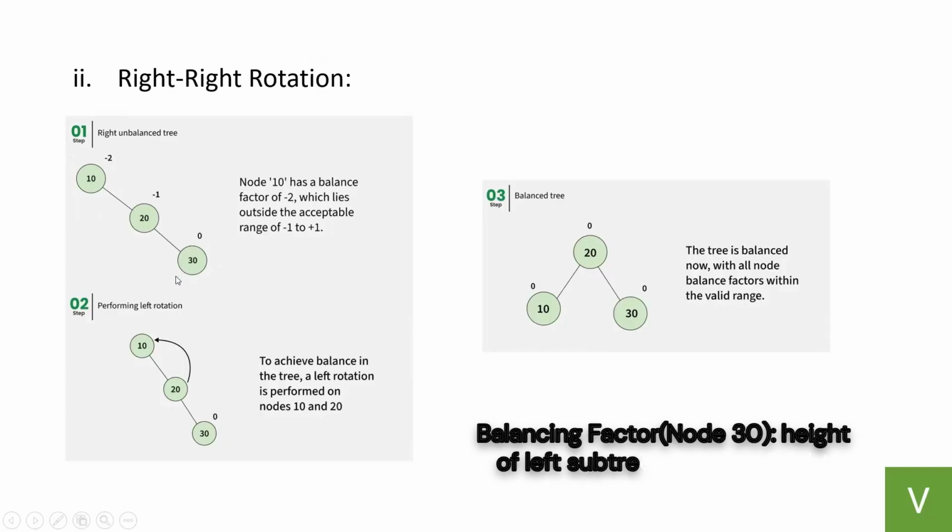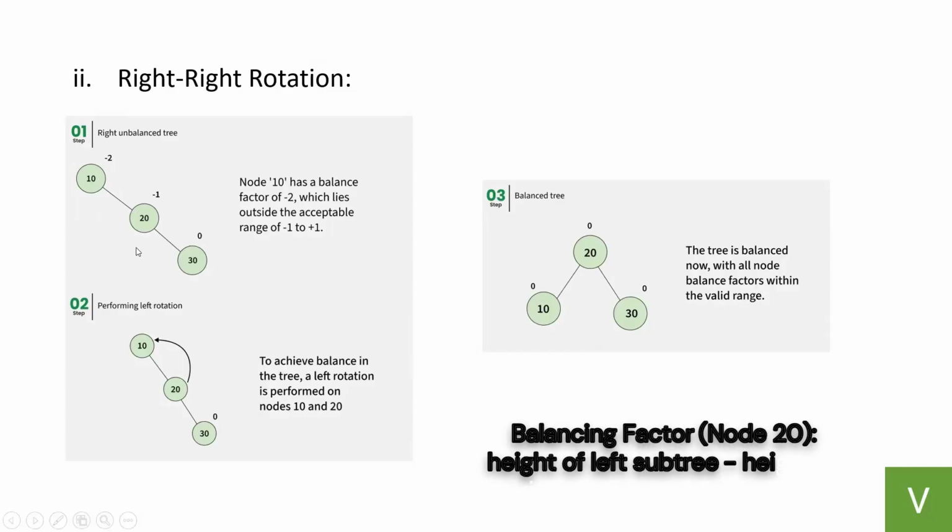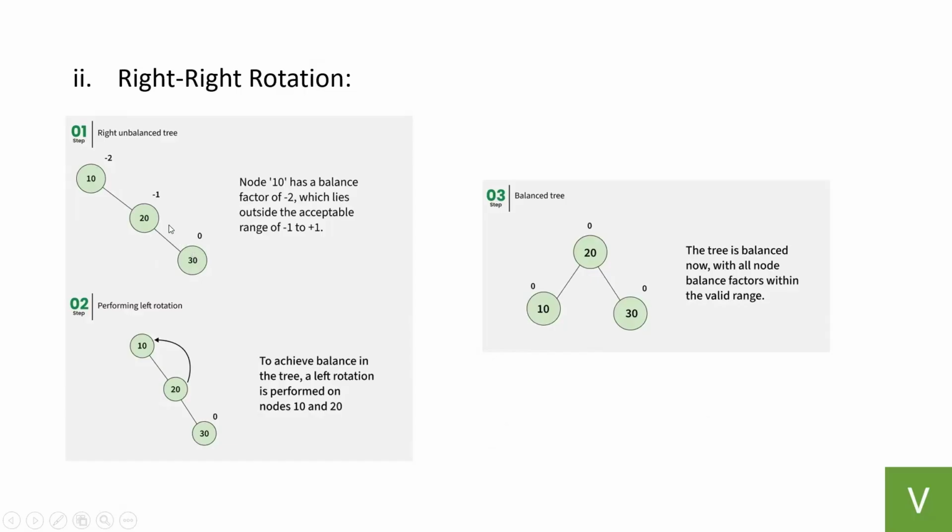Height of left subtree is 0, minus height of right subtree, which is also 0. So node 30 has a valid balancing factor. Now let us check the balancing factor for the node 20. For the node 20, the height of left subtree is 0, minus height of right subtree, which is 1. 0 minus 1 equals minus 1, which is also a valid balancing factor.